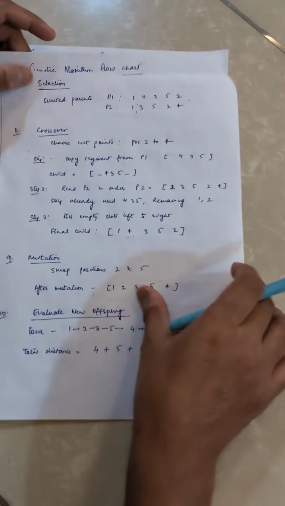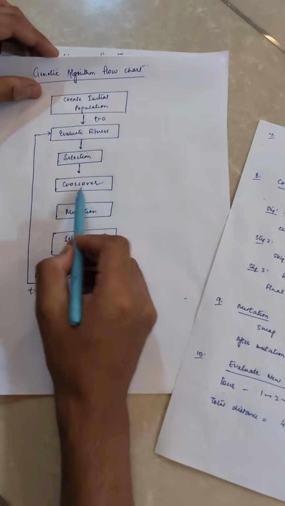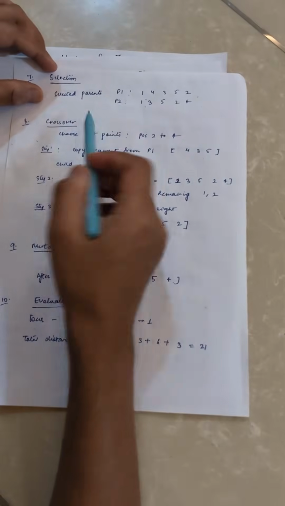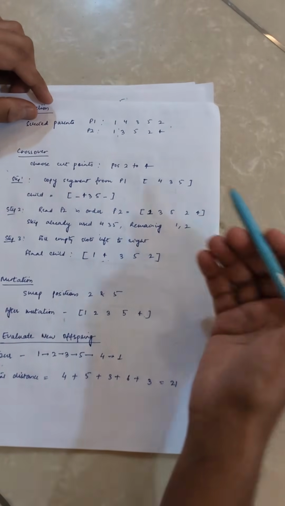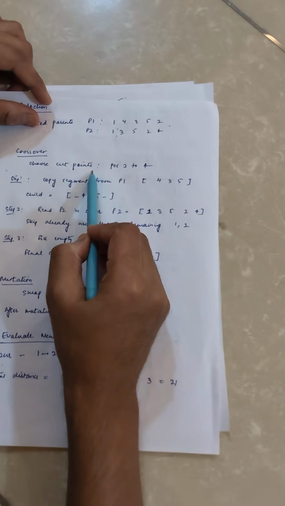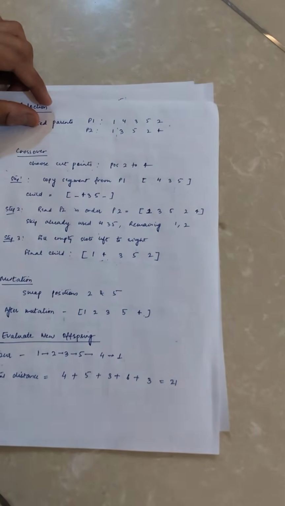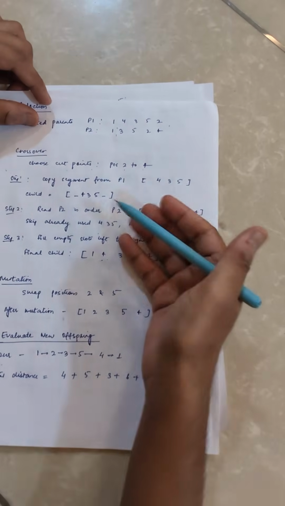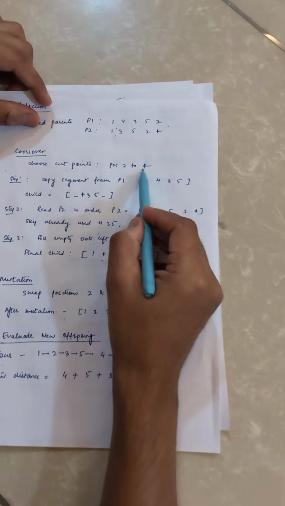Now once you have selected the parents for mating, the next step in the process is to apply crossover, right? So here we'll apply ordered crossover. What is ordered crossover? Look at it very carefully. We'll choose cut points. These cut points are completely random. In this problem, we have chosen position 2 to 4. You can actually select it from 1 to 3 also. You can select it from 3 to 5 also. So here we have selected 2 to 4.